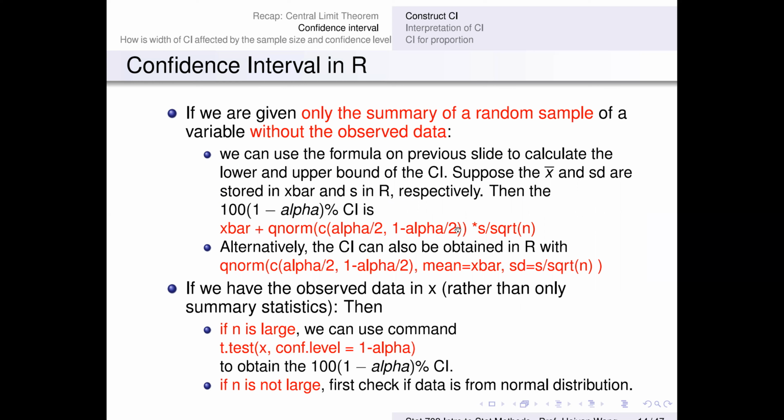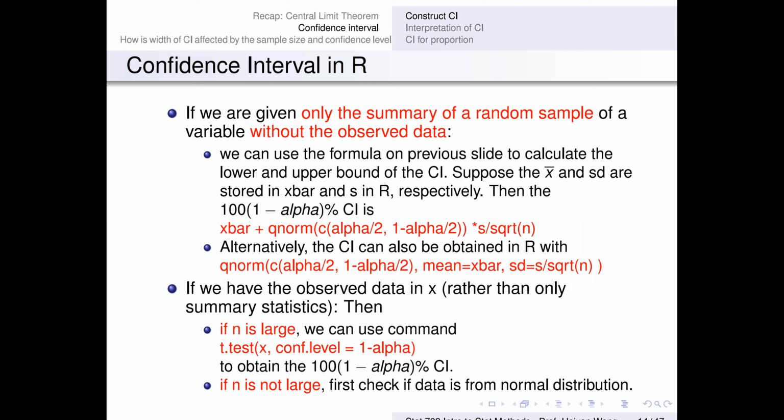And that formula is also equivalent to simply thinking of it as the normal quantile centered at x bar. So we use qnorm here with these two proportions, and then we specify the mean as x bar. Using s over square root of n as the standard deviation will give us the correct computation. So that's if you were given the sample mean and the sample standard deviation, and you have a large n.